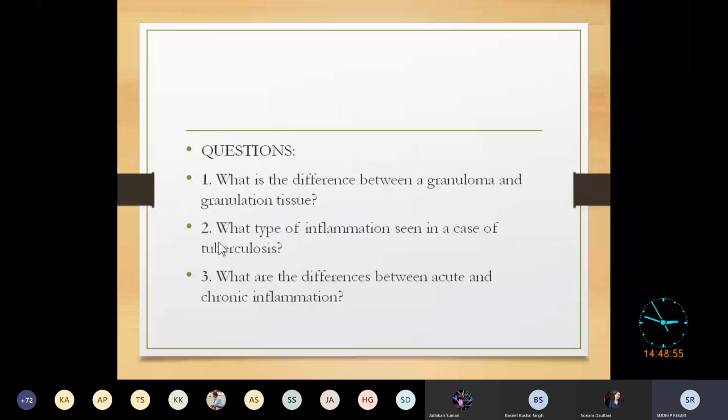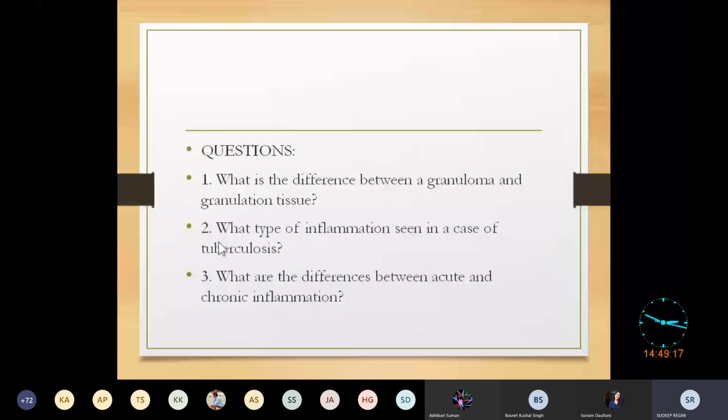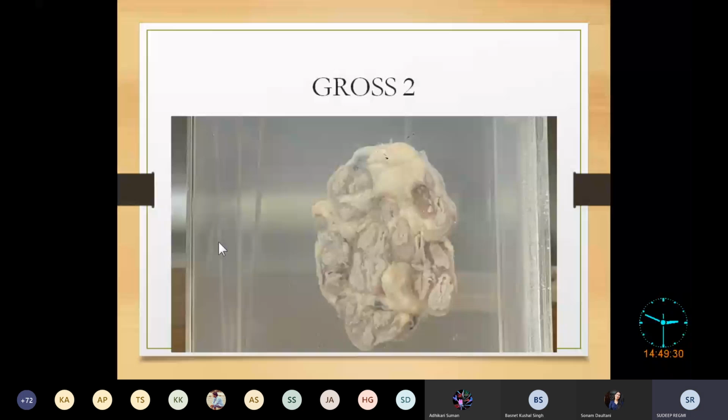In this, you have to know these questions. What is the difference between a granuloma and granulation tissue? What type of inflammation is seen in a case of tuberculosis? And what is the difference between acute and chronic inflammation? After correctly identifying this gross specimen, these questions might come to you. You have to know these questions, which are already in your logbook, so you have to go through them. Till now we have learned about acute appendicitis and the tubercular lymph node.